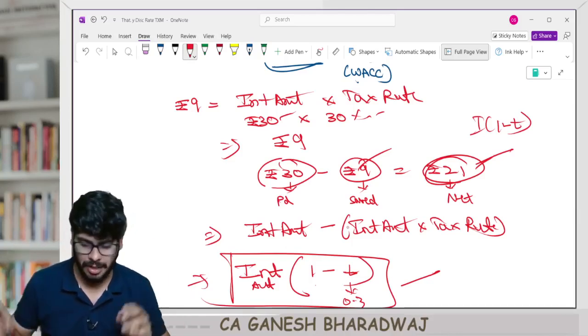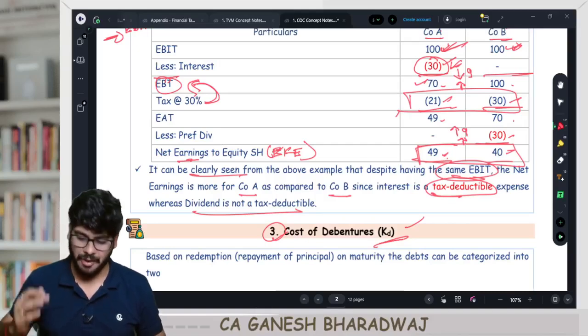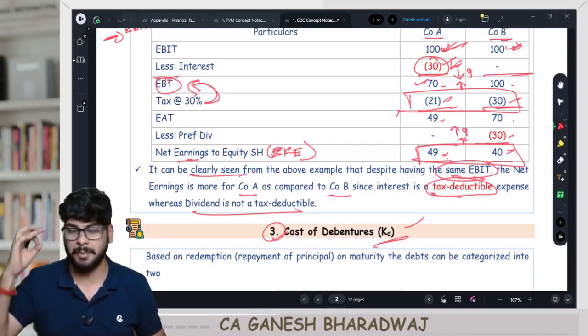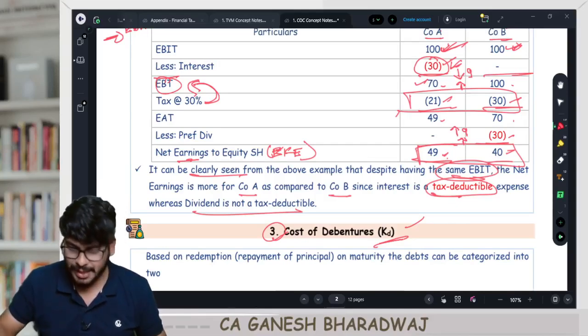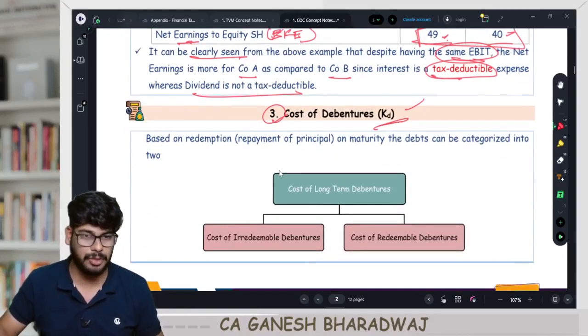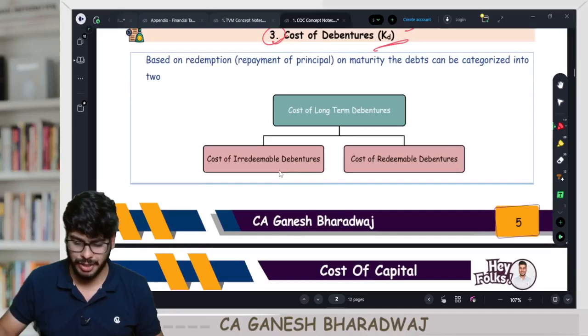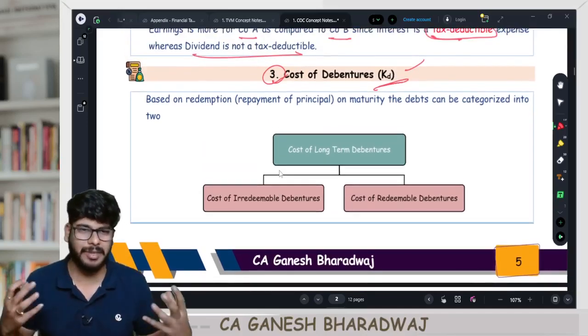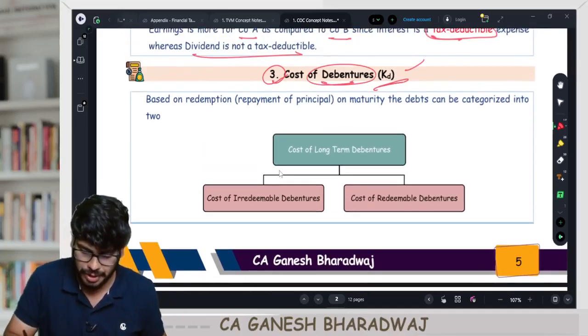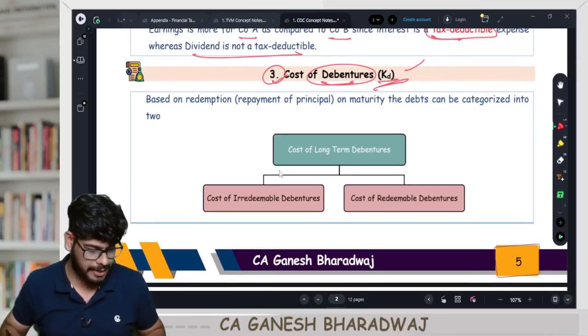Done, right? Now, on this note, we can get started with this chapter properly. So now let's take the first source of finance. What is the first source of finance? Debentures, right? Debentures or any kind of debt instrument. Cost of debentures. This is what we are going to see right now. Shall we get started, guys?